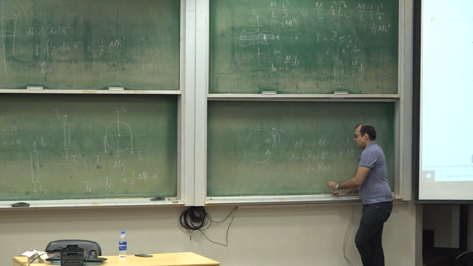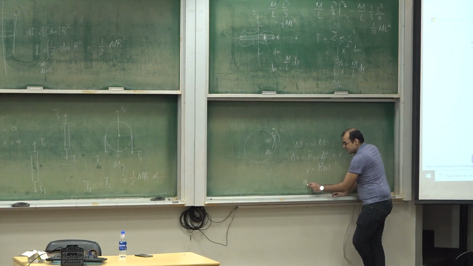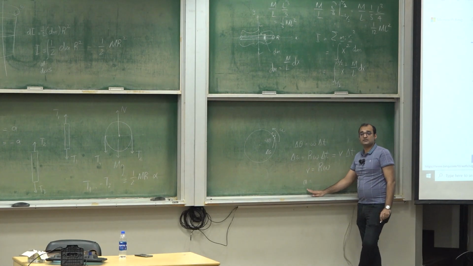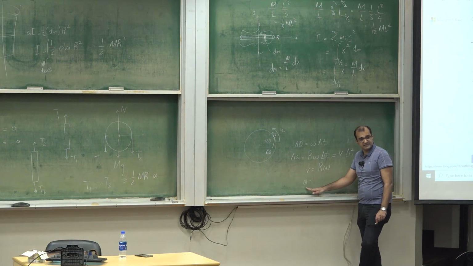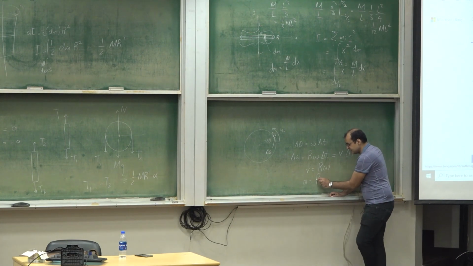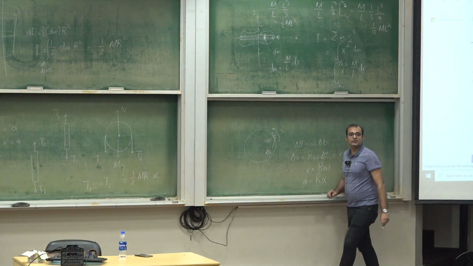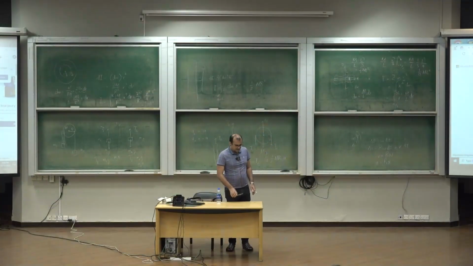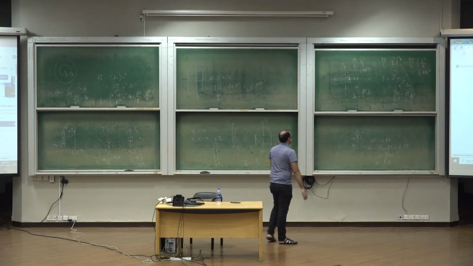Okay. You can differentiate this with respect to time and you get that the tangential acceleration, not the radial acceleration, the tangential acceleration of a point on the edge of the disk equals the radius of the disk times the angular acceleration of the disk. That's another way to understand.